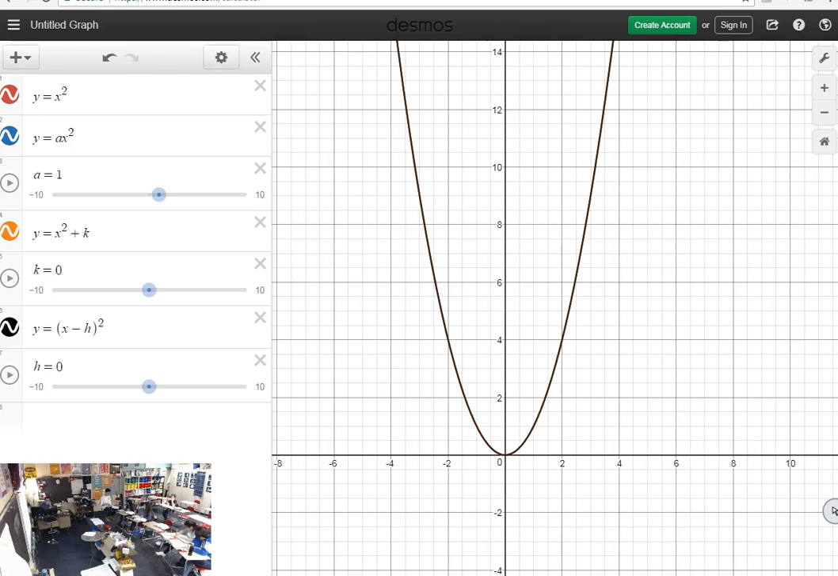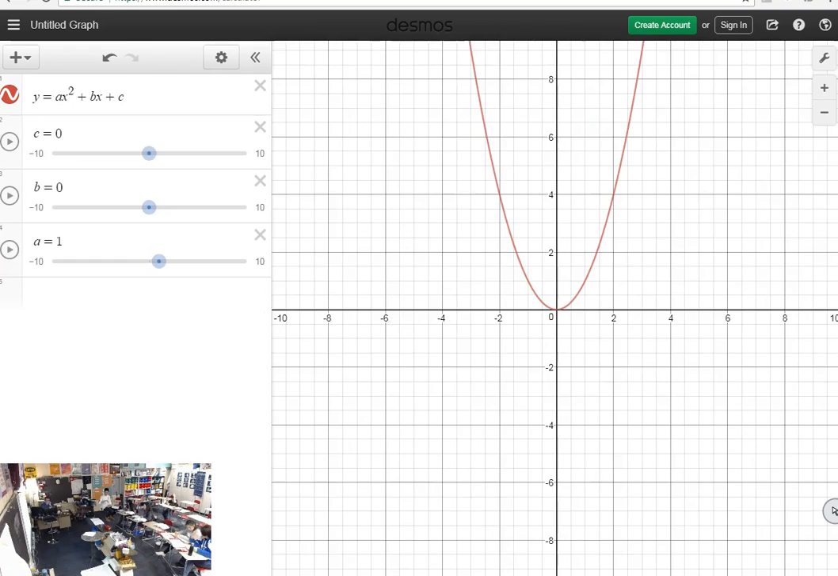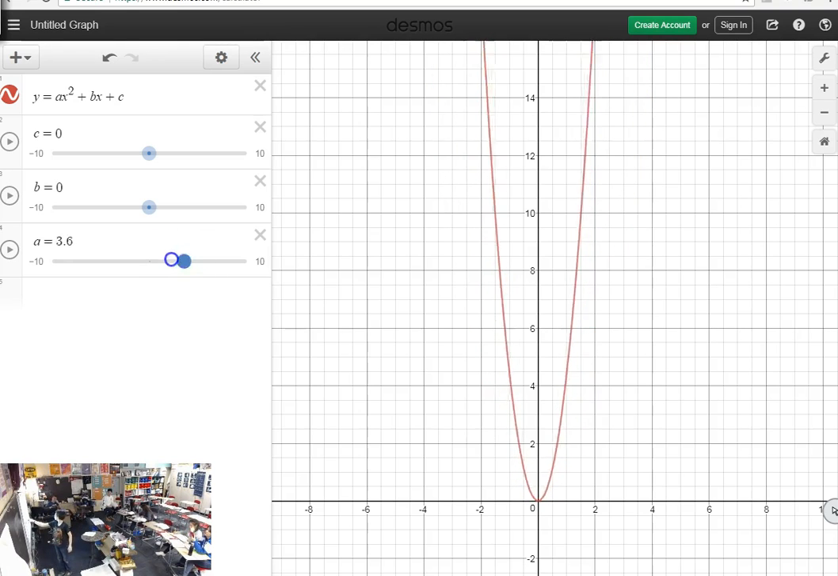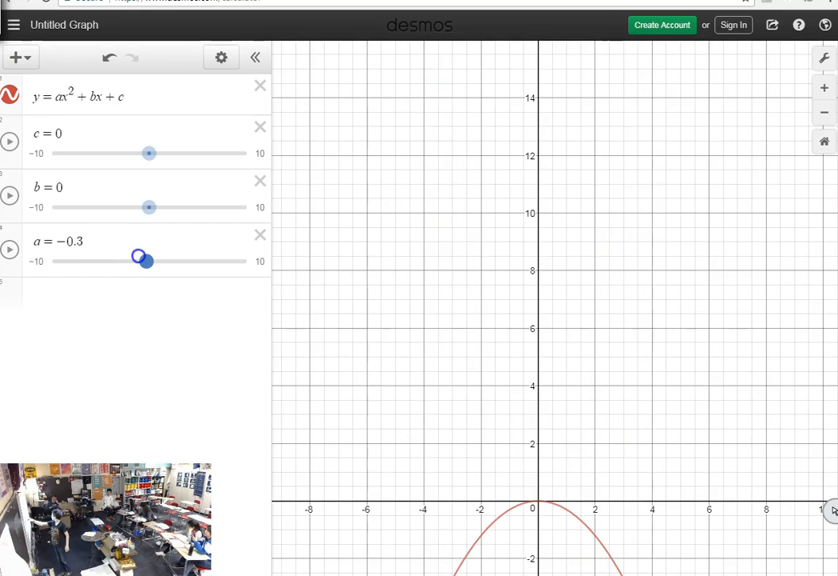If you guys want to come play with the Desmos screens up here, it is at your disposal. Bless you. So if you want to go up, just tap on the sliders, move them around, see what happens. We're going to come together in like 5 minutes. So the A is how steep it is. Well, yeah, because it's negative now.